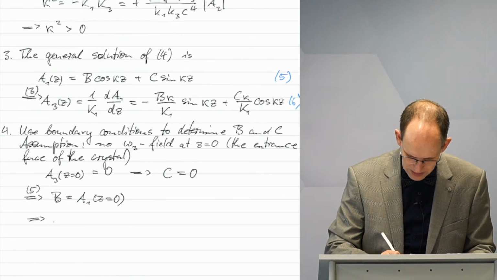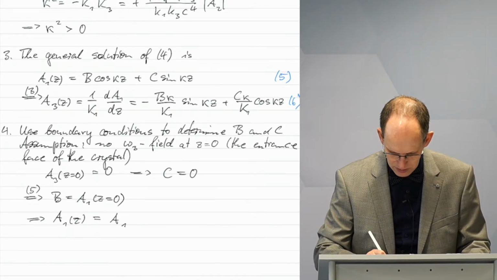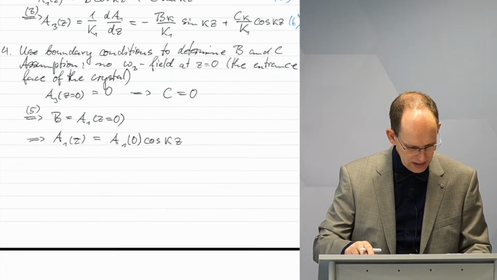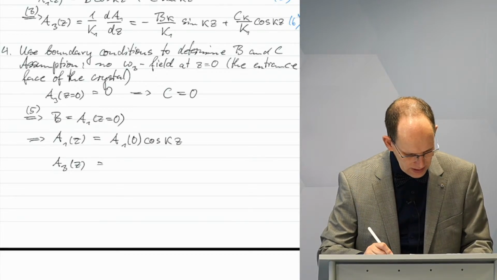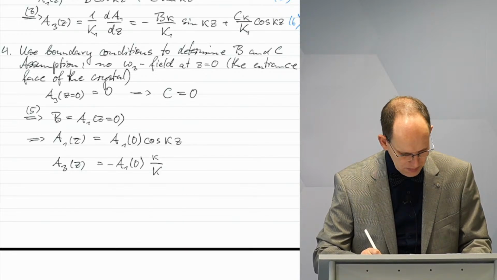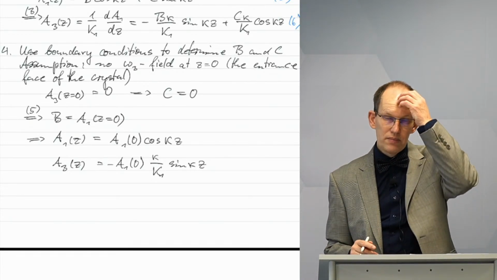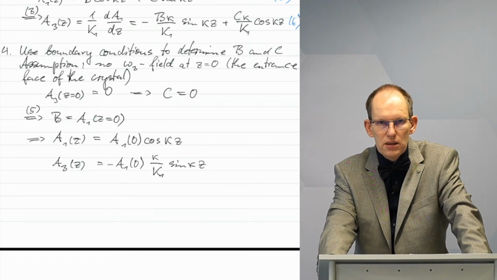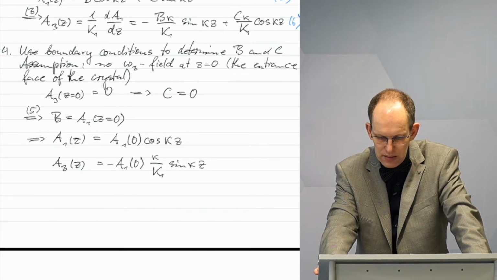And then we can, of course, also write down what A1 as a function of Z is. It is A1 of 0 times the cosine of kappa times Z. In the same way, A3 of Z is equal to minus A1 at position 0 times kappa divided by K1 and the sine of kappa times Z. So we see that this kappa plays an important role, and therefore we want to see what it is.